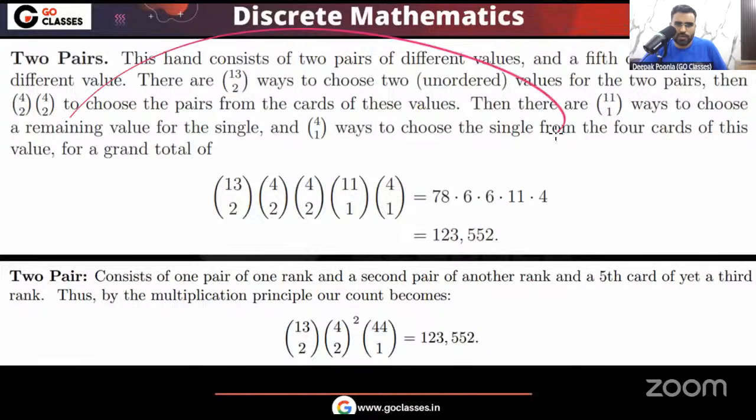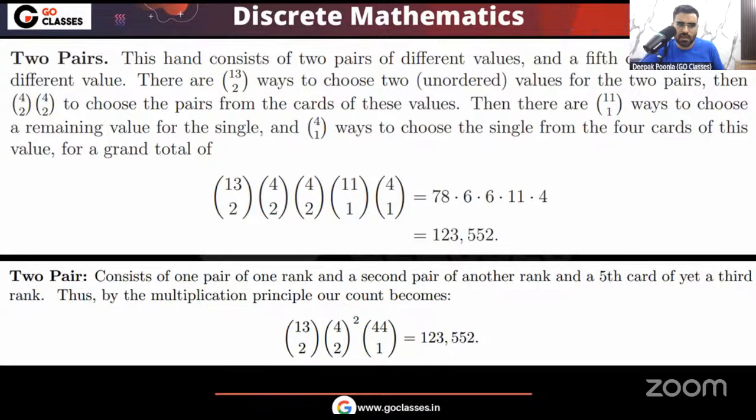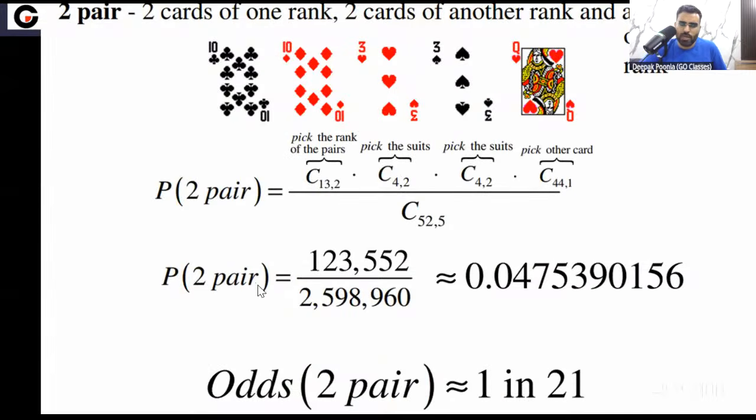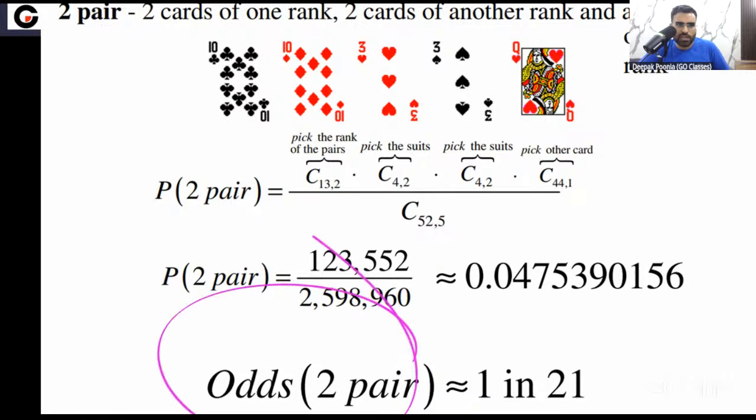Okay, you can pause the video and read this explanation, but actually we have seen this explanation. What is the probability of getting a two pair poker hand? That is the total number of two pair poker hands divided by the total number of five card hands. Yes or no? So you can see this is the probability, and the odds, or the chances, of getting a two pair poker hand are almost once in 21. So these are very good odds, I can say.